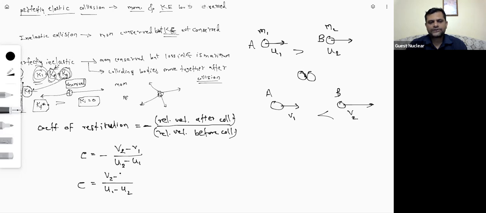So this is actually going to be the expression for the coefficient of restitution, and it gives us an idea about how much the collision is going to be elastic.